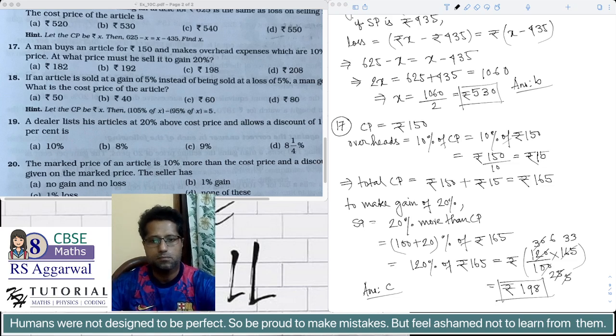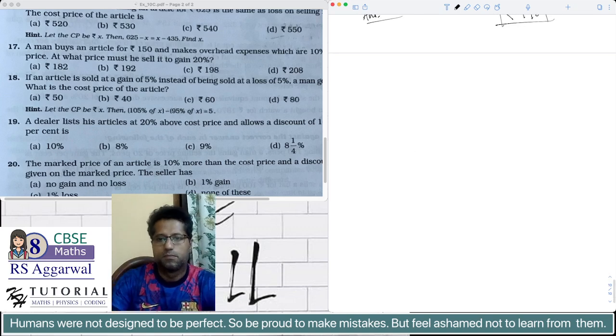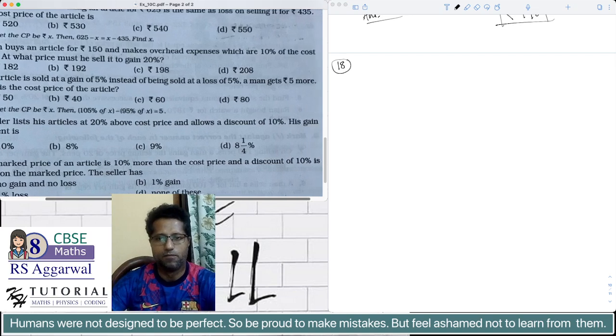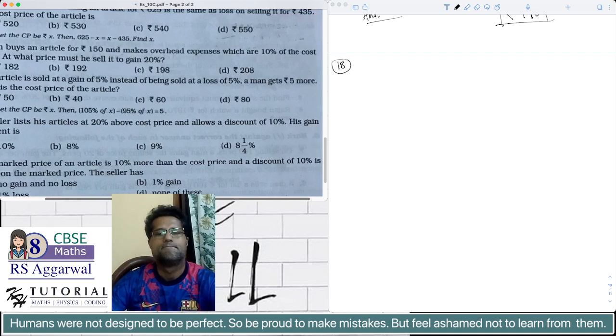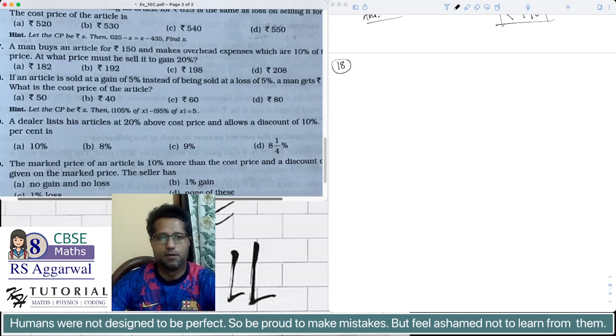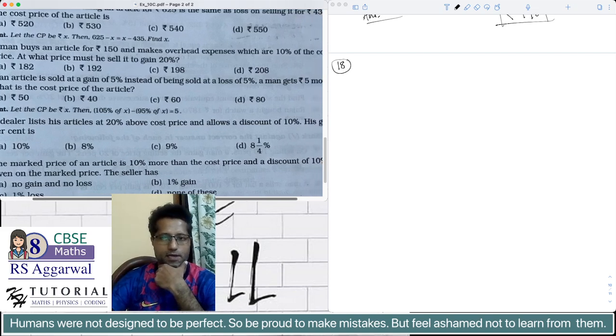Okay, let's do problem number 18. If an article is sold at a gain of 5% instead of being sold at a loss of 5%, a man gets rupees 5 more. What is the cost price of the article?